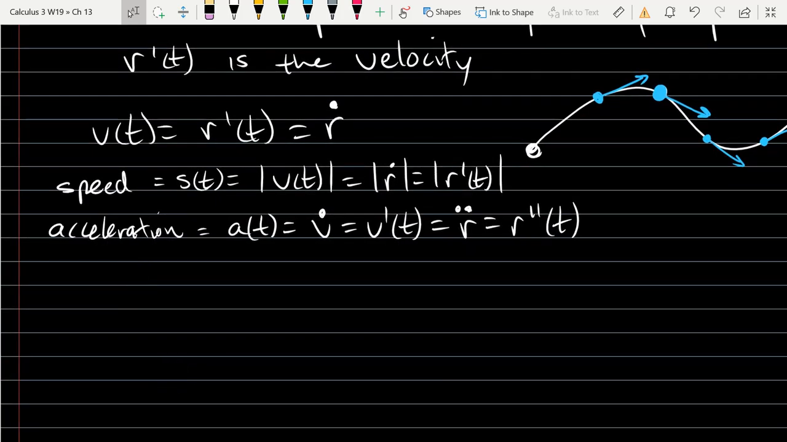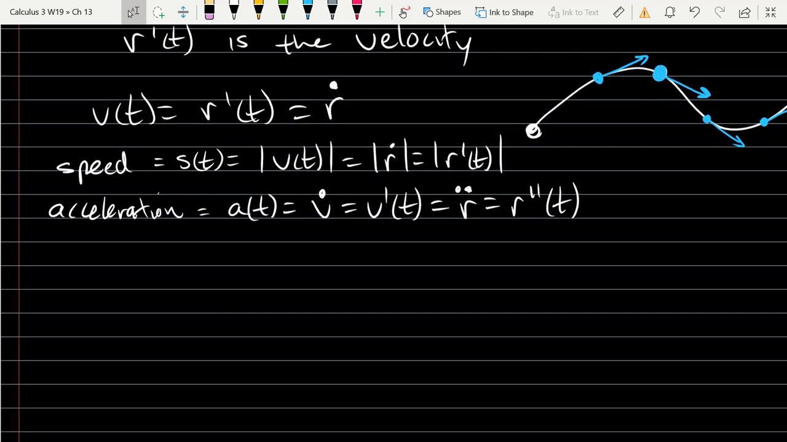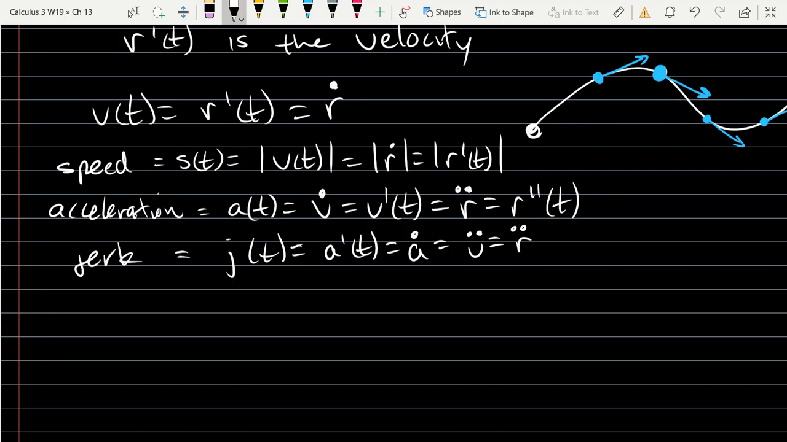So that's acceleration, and then you could write jerk. That would be j of t, the derivative of acceleration, or a dot, which is v double dot, or r triple dot. As you can tell, once you go past three dots, it gets a little bit silly. You probably don't want the seventh derivative in dot notation.